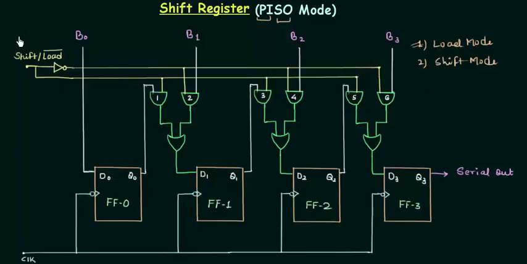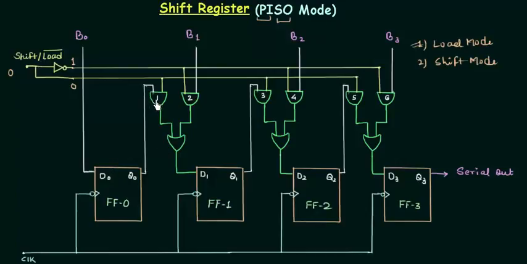For this, you need this input, that is shift/load complement, and I have used the load complement here because we have loading when the input is low, and this shows that it is an active low signal. So when it is low, it means when it is 0, here I have 1 because of this NOT gate, and here I have a 0. So let's see what are the inputs to the different AND gates that we have used.